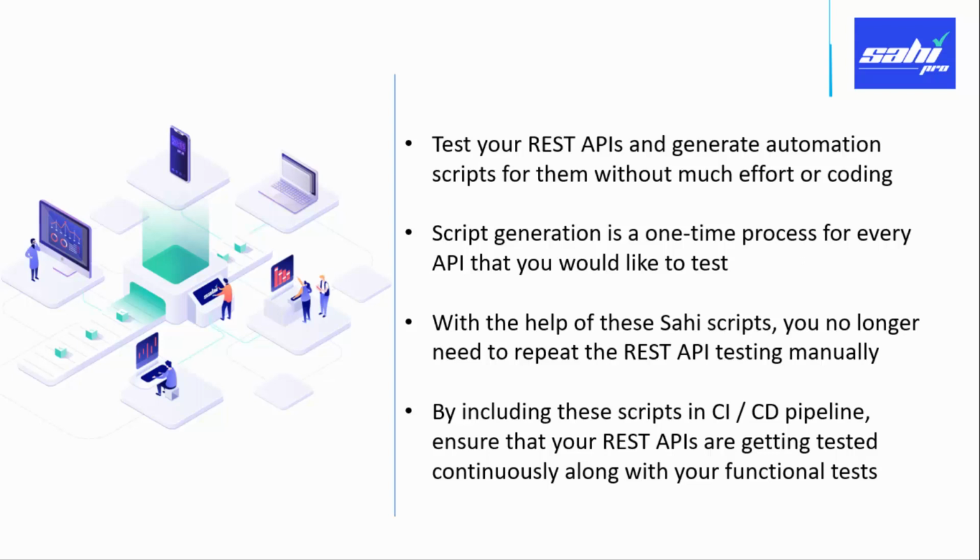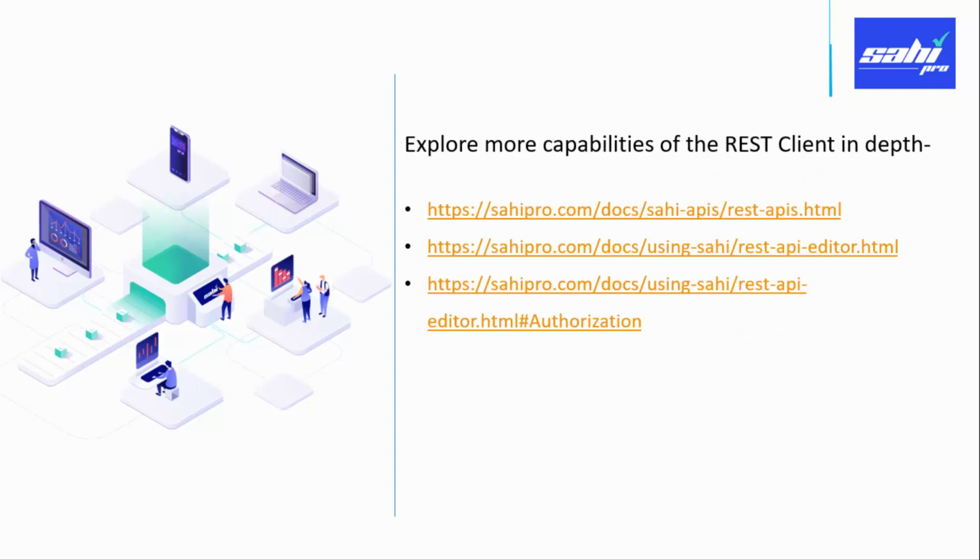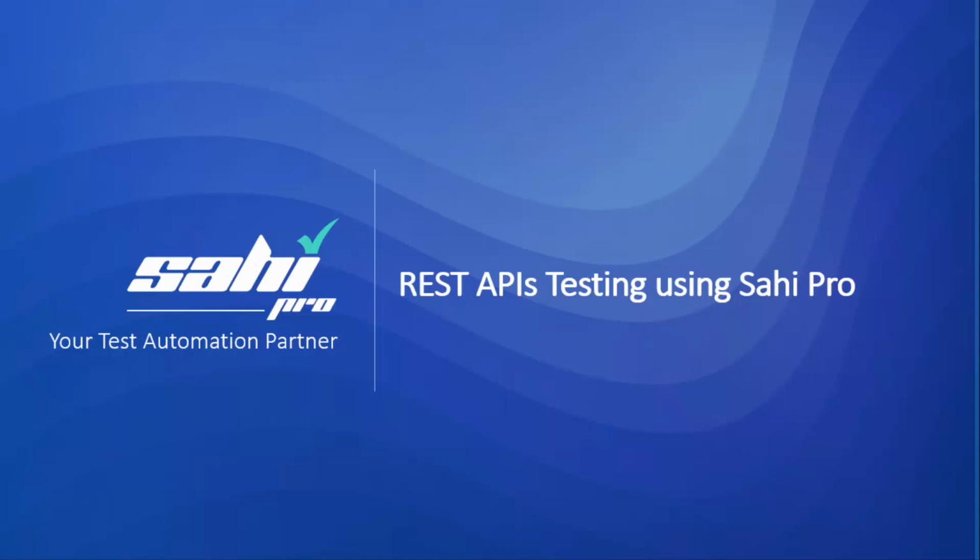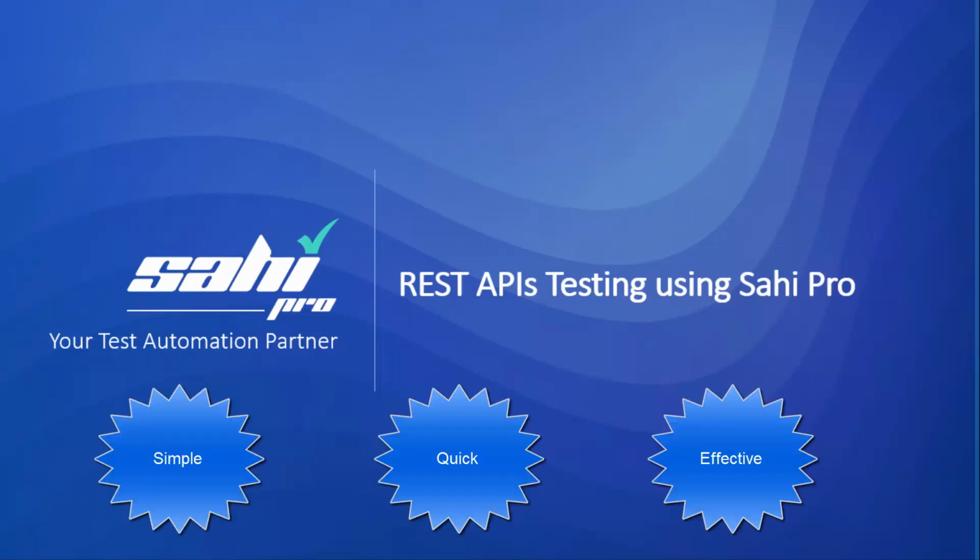This script generation is a one-time process for every API that you would like to test. With the help of these Sahi scripts, we no longer need to repeat the REST API testing manually. By including these scripts in our CI/CD pipeline, we can ensure that our REST APIs are getting tested continuously along with our functional tests. You can check out the links in the description below to explore more capabilities of the REST client in depth. Automating your API testing using Sahi is simple, quick, and effective.